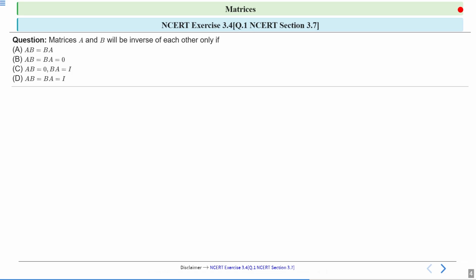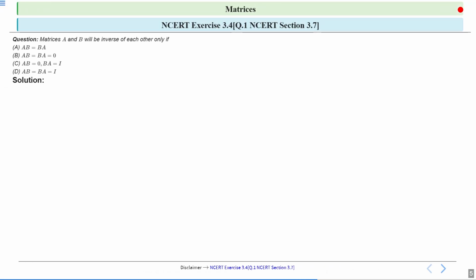You have some time to solve or think about this question. After that, we will discuss the solution part. Okay, so hope you all have tried to attempt the given question. Question is matrices A and B will be inverse of each other only if. We have four options, so let's see the solution part.